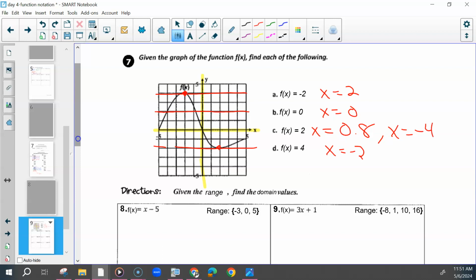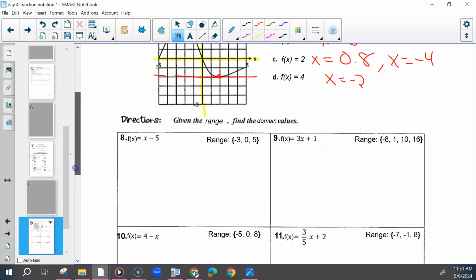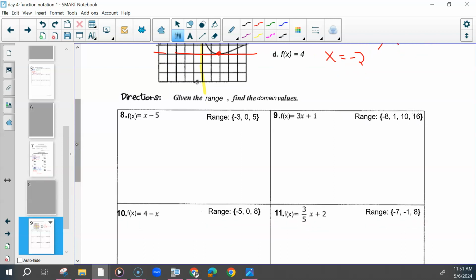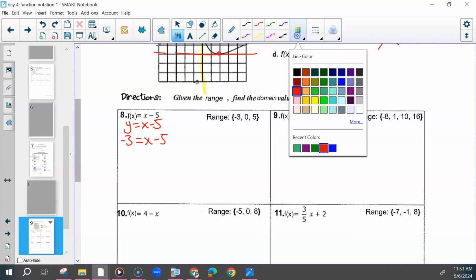And then the bottom is just kind of what we already did, but now you're given the range, just like we were given the domain. So you could, again, set each one up algebraically, or use the calculator, or use Desmos. So I'll do one algebraically, where I put each y value in and solve for x.